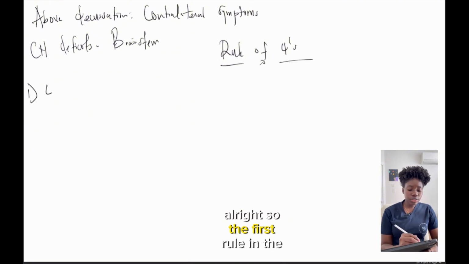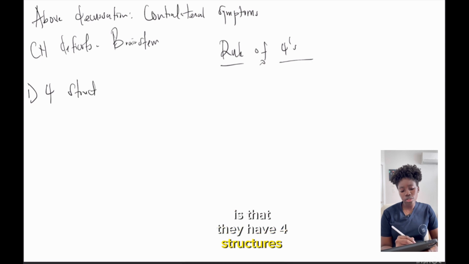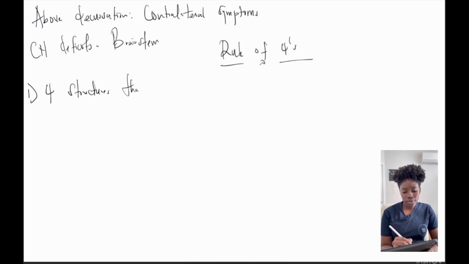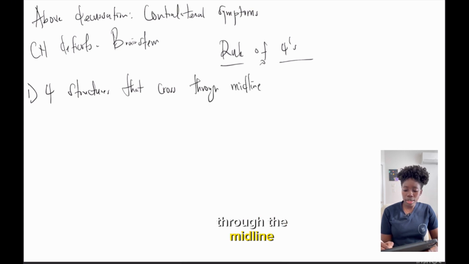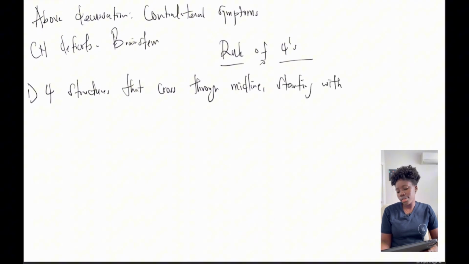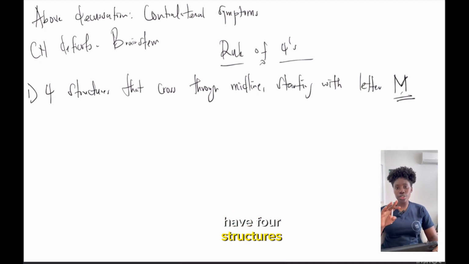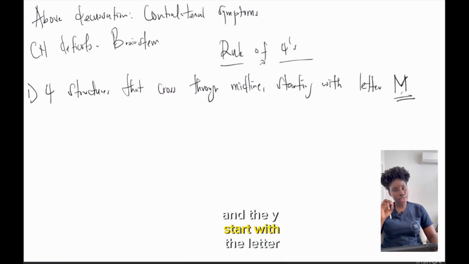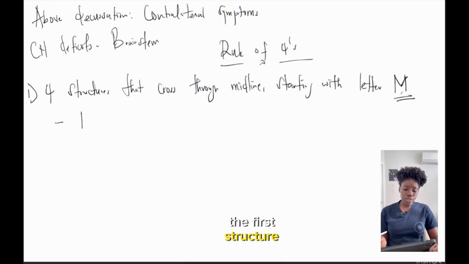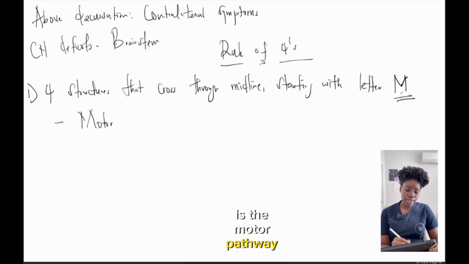All right. So the first rule in the rule of 4's is that there are 4 structures that cross through the midline, starting with the letter M. This is important. The first rule is that there are 4 structures that cross through the midline and that start with the letter M. The first structure is the motor pathway.